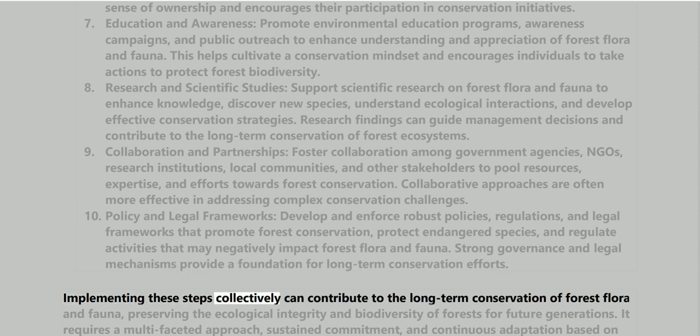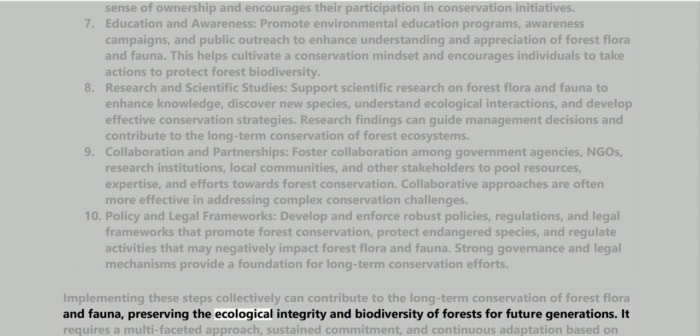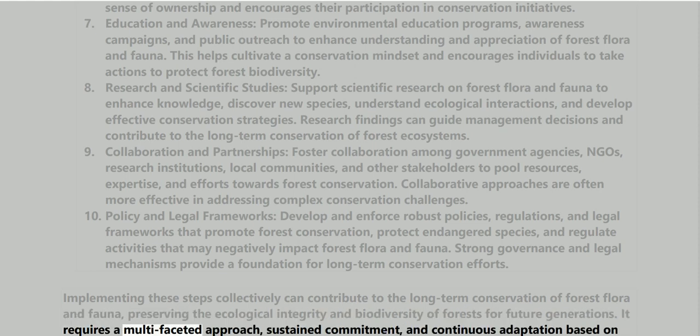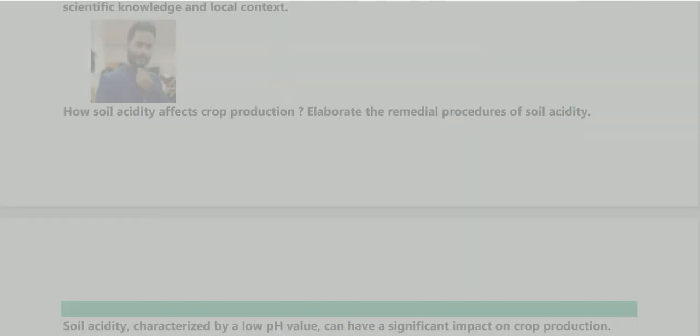Implementing these steps collectively can contribute to the long-term conservation of forest flora and fauna, preserving the ecological integrity and biodiversity of forests for future generations. It requires a multifaceted approach, sustained commitment, and continuous adaptation based on scientific knowledge and local context.